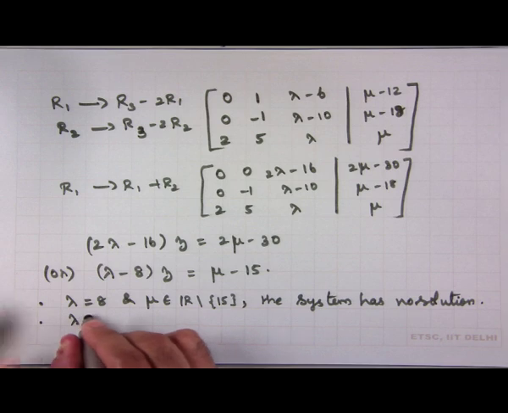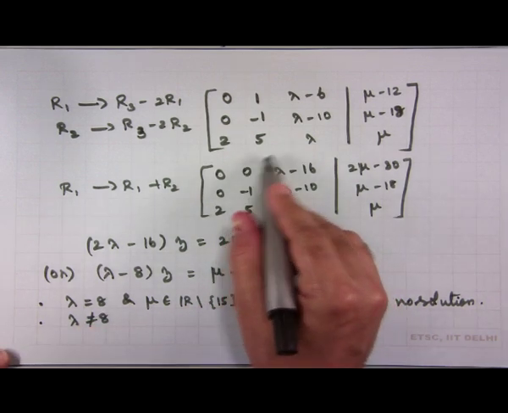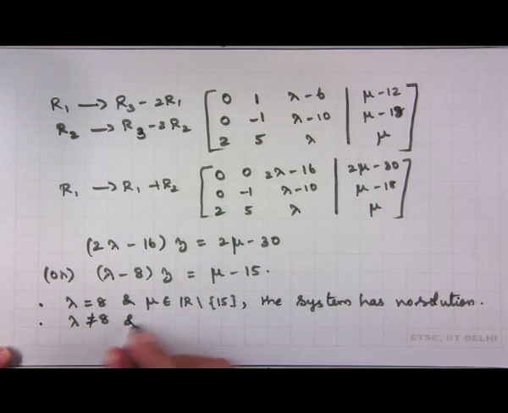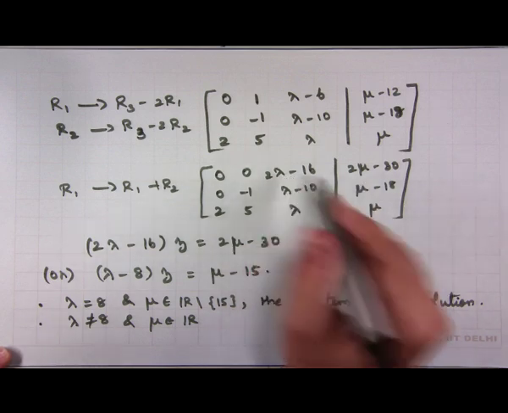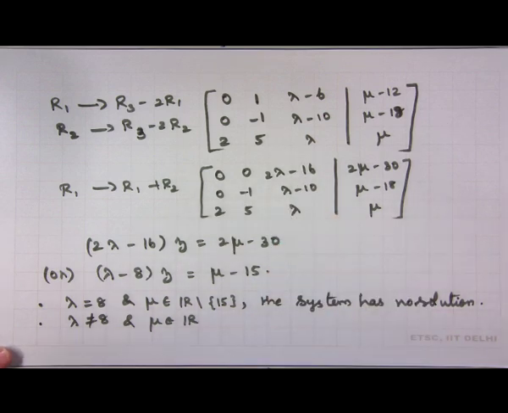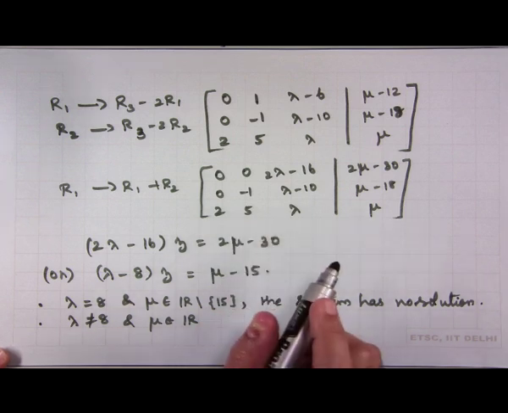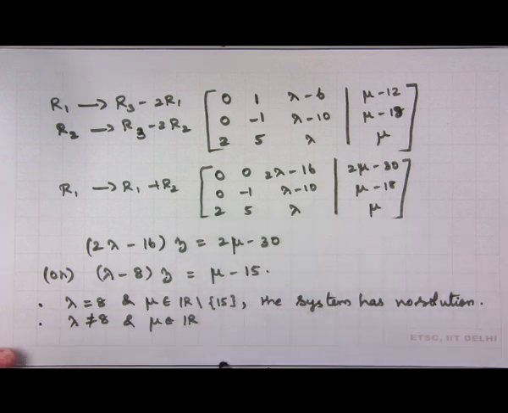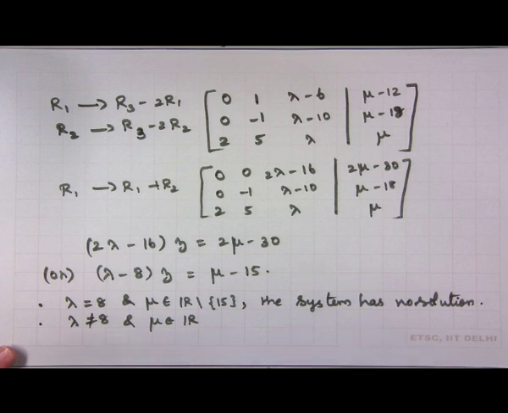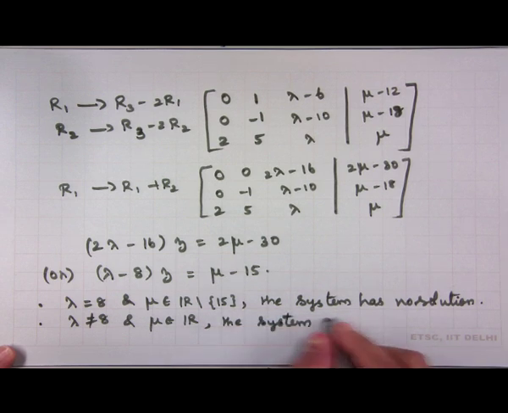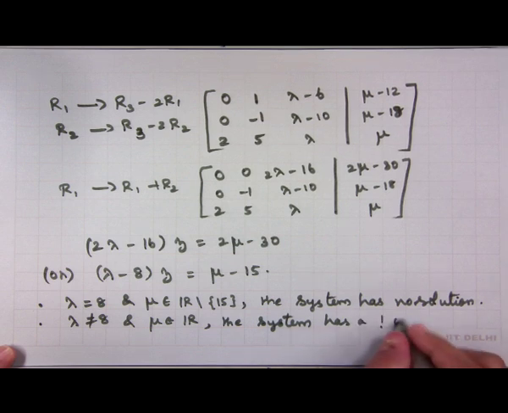Second one, if lambda is not equal to 8, which means this term is a non-zero quantity, and mu is any real number. Whenever lambda is not equal to 8, you can notice that all 3 rows are non-zero, which means that the coefficient matrix has full rank. For any mu, this augmented system also has rank 3, and therefore the system has a unique solution.